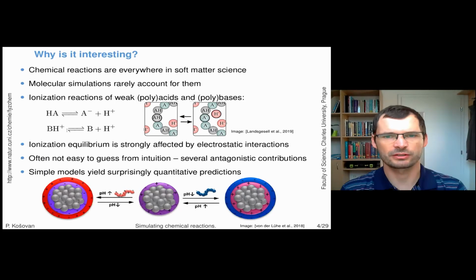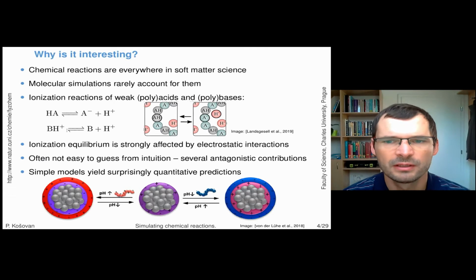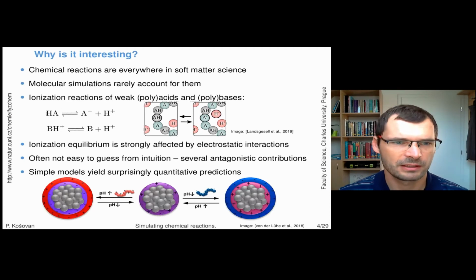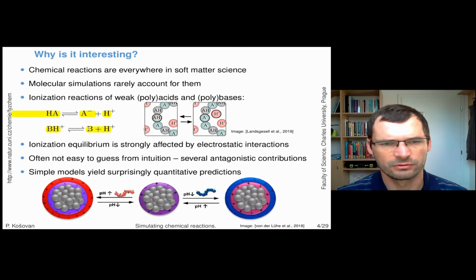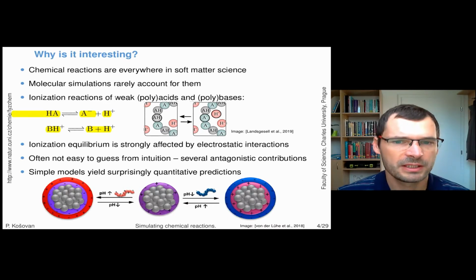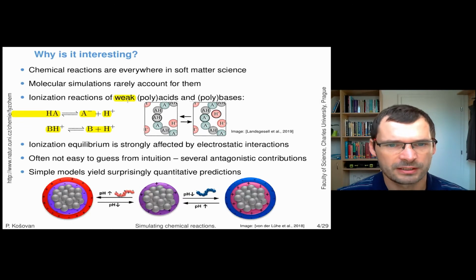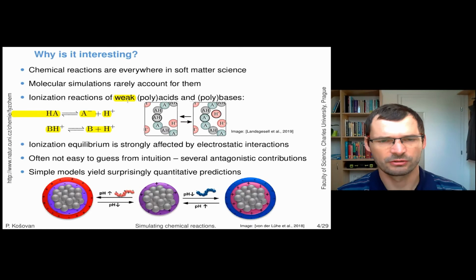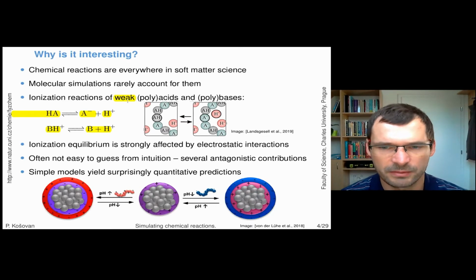One specific reaction that we will discuss today as an example is the ionization reaction of a weak polyacid or polybase, schematically shown here, where the acidic group HA dissociates to form its ionized form A- and releases the counterion H+, or the BH+, the protonated basic group, releases the proton and leaves the deprotonated neutral group B. When speaking of weak acids and bases, we explicitly refer to those whose ionization state is affected by pH.